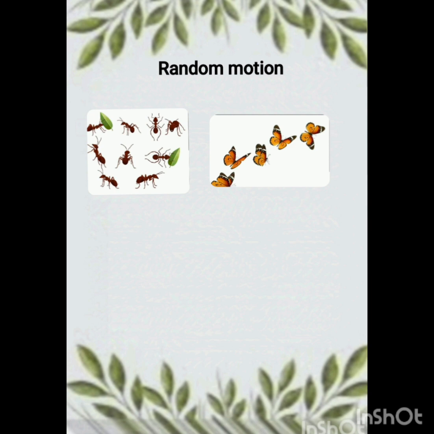Let's learn about random motion. Children, observe an ant moving or a butterfly flying. Their motions are a combination of all the above types. Such motions are called random motion. There is no fixed type of movement in these moving objects.